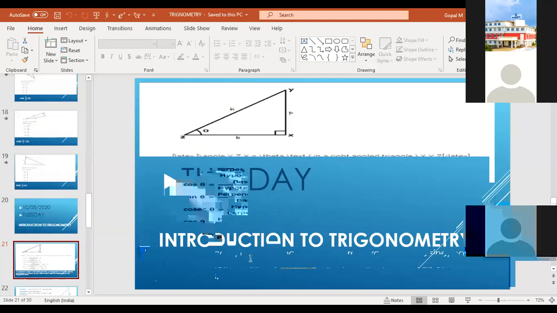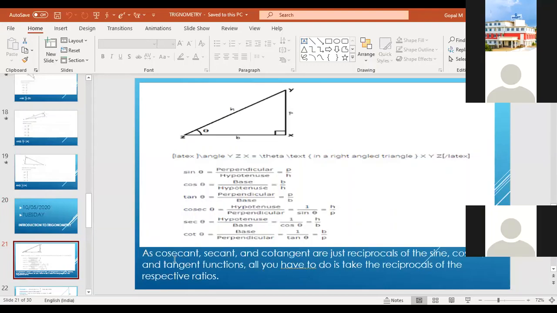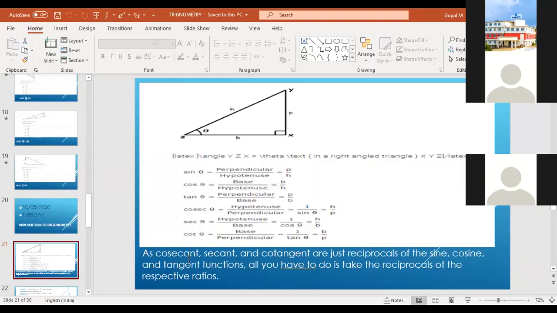The next 3 are reciprocals: cosecant, secant, and cotangent. Cosecant is the reciprocal of sine, secant is the reciprocal of cosine, and cotangent is the reciprocal of tangent. Am I clear, children? Cosecant is just hypotenuse by perpendicular, the reciprocal of sine. Am I clear?